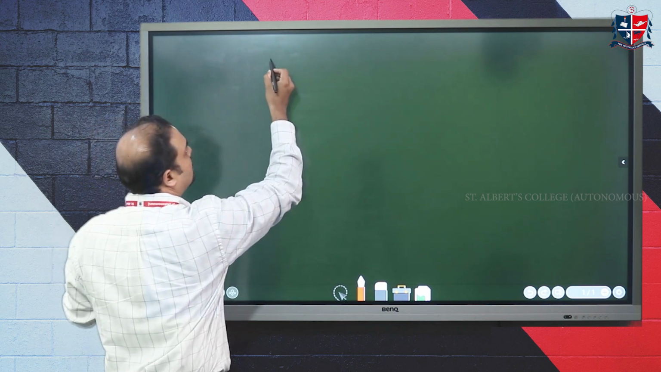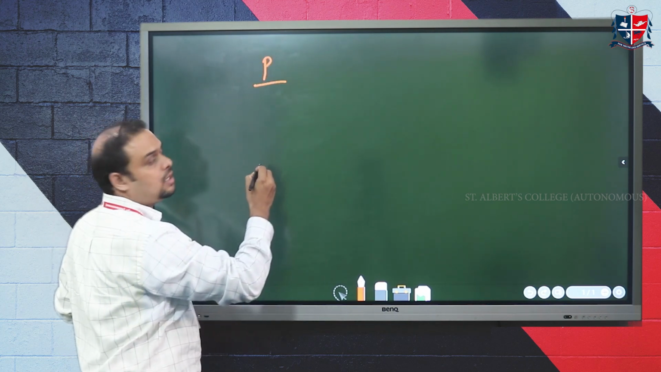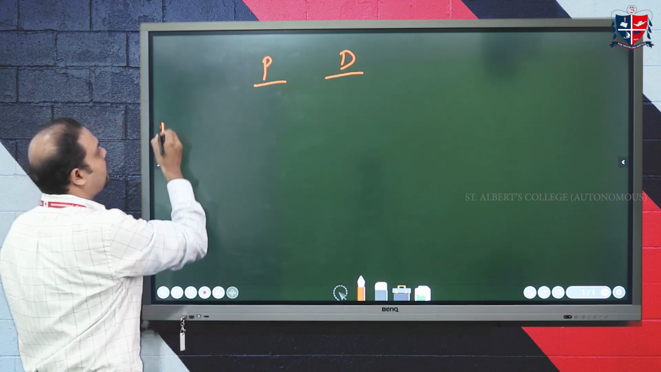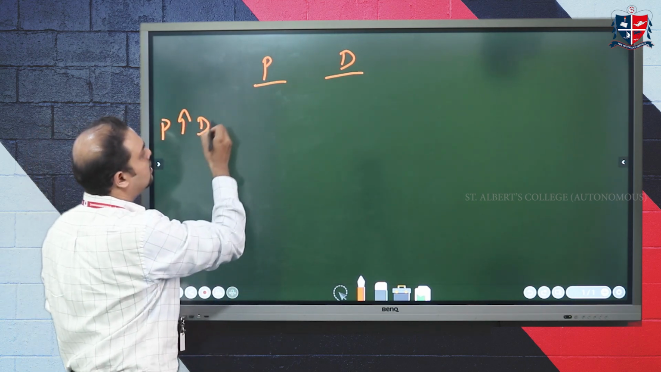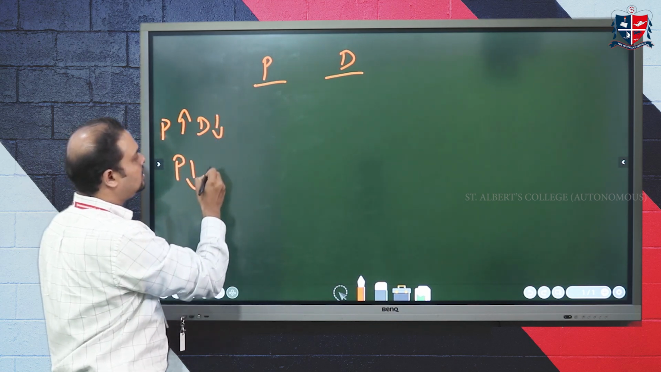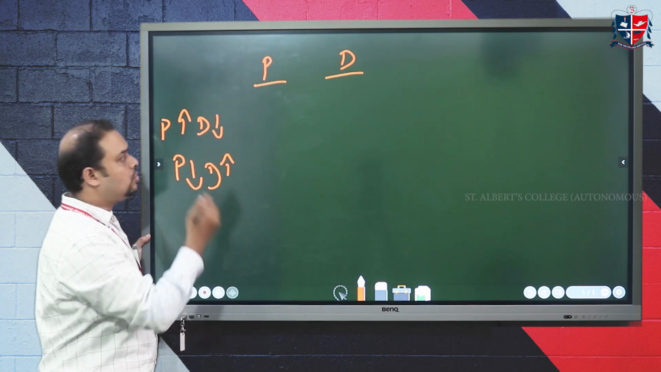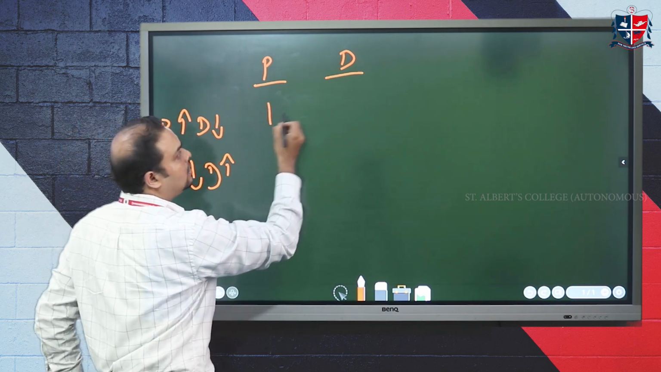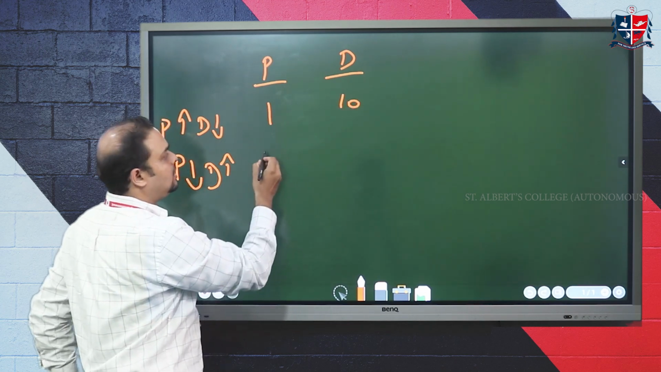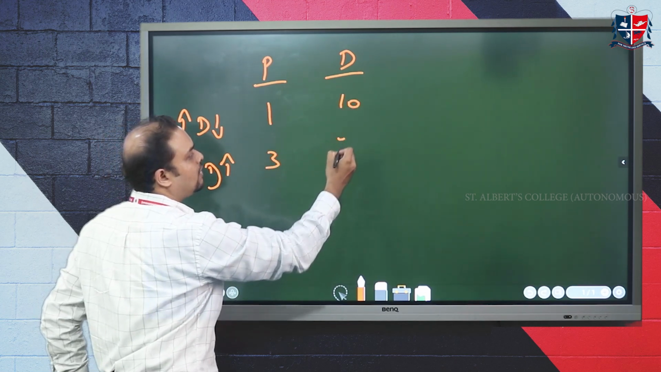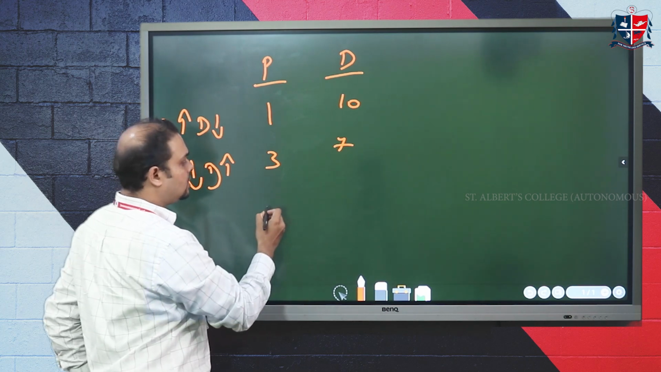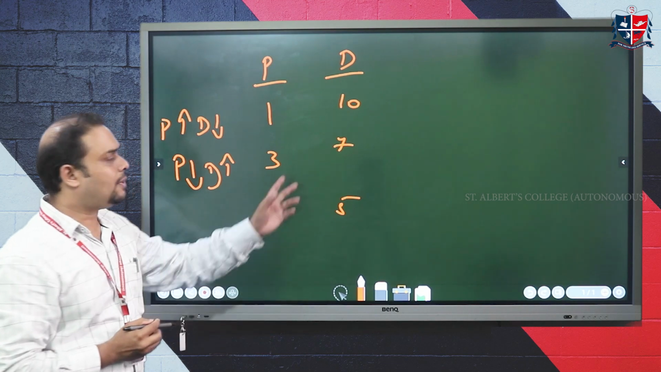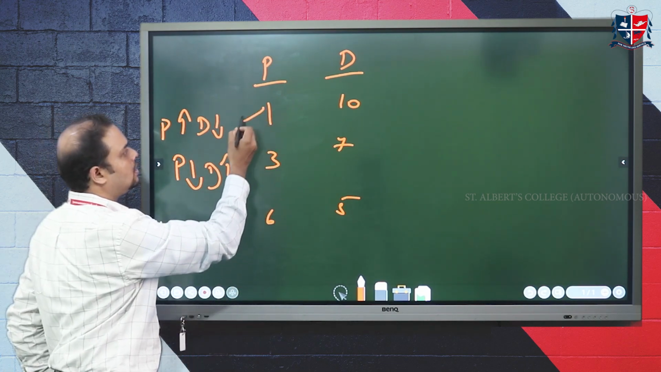Now let's assume that for a specific price, you have a specific amount of demand. As you know, as price increases, demand decreases, and as price decreases, demand increases. Using the same concept, I'm going to write here. Let's assume the price is ₹1, the demand would be 10 units. As the price increases to, let's assume, 3, the demand would be 7 units. And as the price increases to 6, the demand also reduces to 5 units.